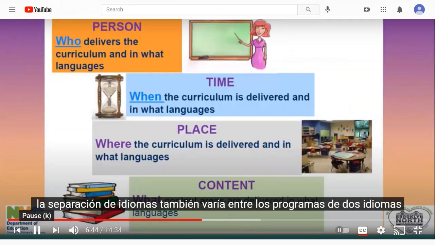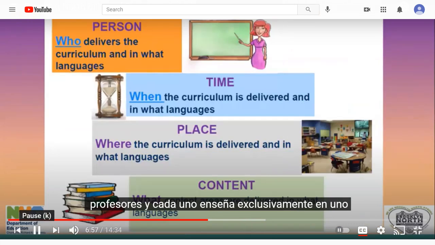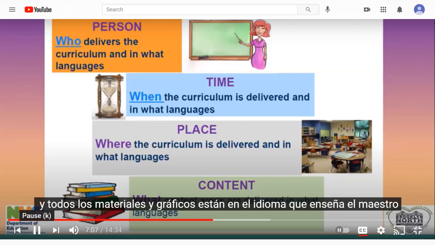The separation of languages also varies between dual language programs. In some programs, the languages are separated by person. I mentioned this earlier, how in a side-by-side class there are two teachers and each teaches exclusively in one language. This is also usually a separation of place, as each teacher has their own classroom and all materials and charts are in the language that teacher teaches.